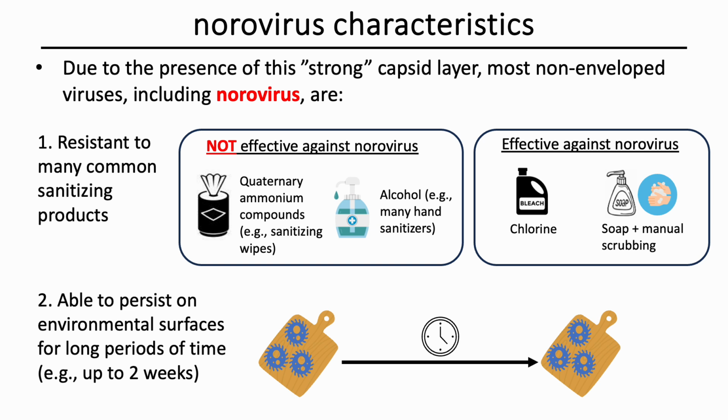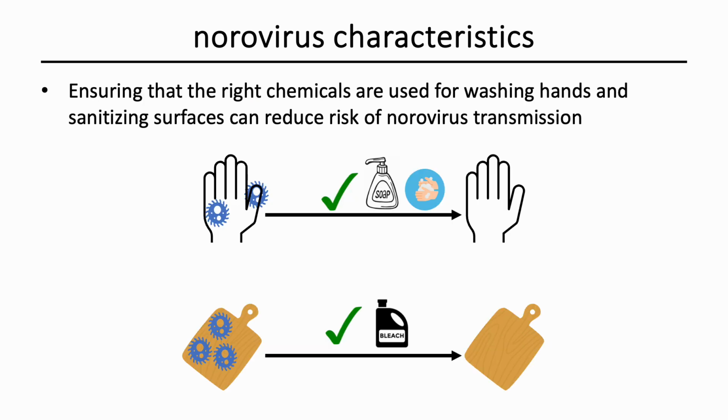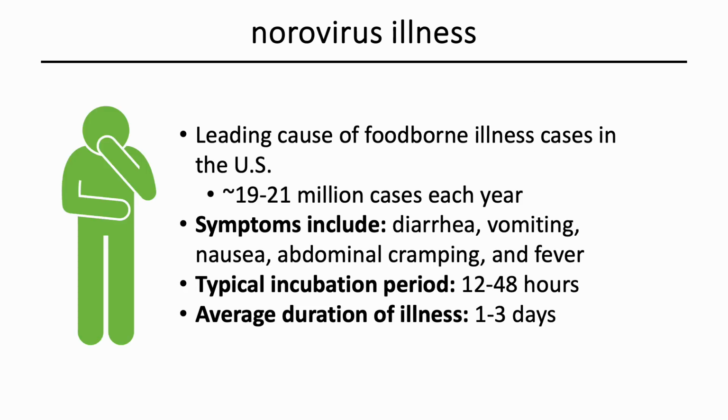Additionally, the strong capsid layer can help norovirus survive other environmental stressors and persist on food-associated surfaces for long periods of time, sometimes upwards of 2 weeks. Therefore, it is important to ensure that the right chemicals are used for various activities, such as using soap and water to wash hands and using chlorine to wash food handling equipment in order to reduce risk of transmission of norovirus.